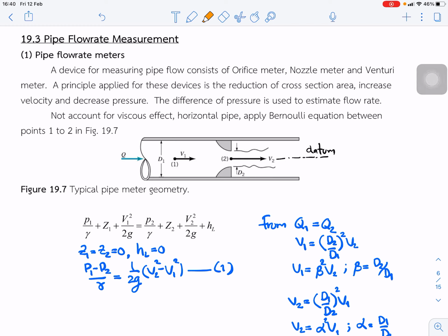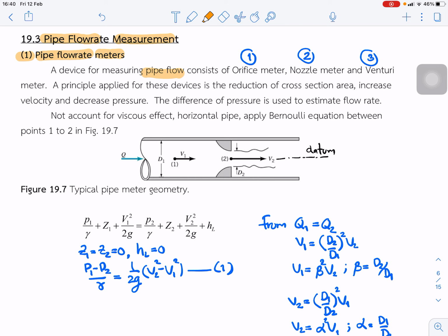Next topic is pipe flow rate measurement. The first is the pipe flow rate meter. A device for measuring pipe flow consists of the orifice meter, the nozzle meter, and the venturi meter.